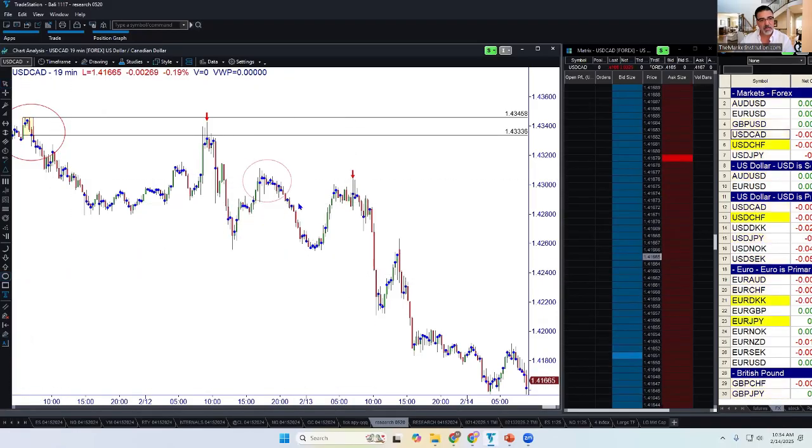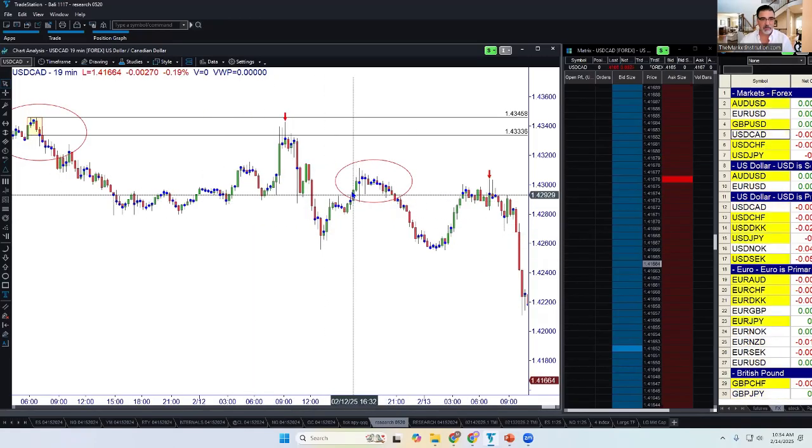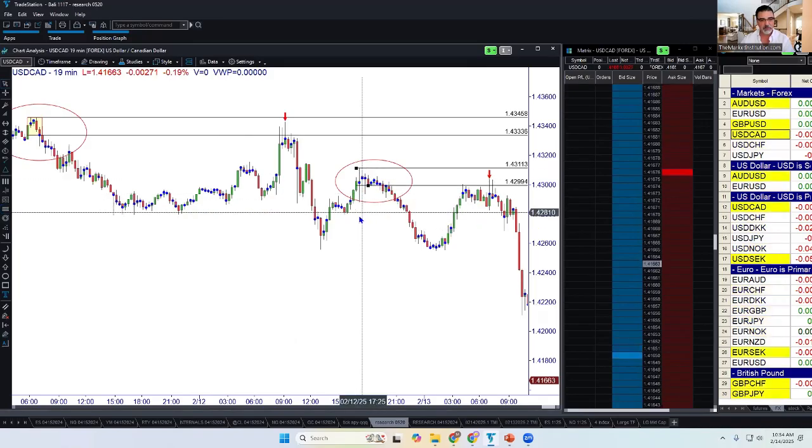We look over to the left. For a supply zone, the leg in must be green and the leg out must be red. In between the leg in and leg out, base candles only. The first base candle after the leg out concludes the sequence.